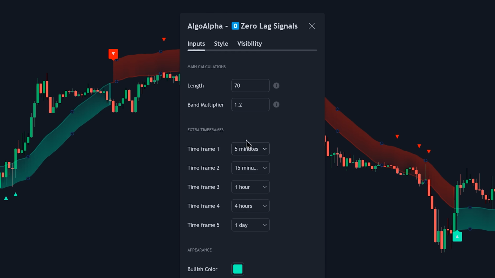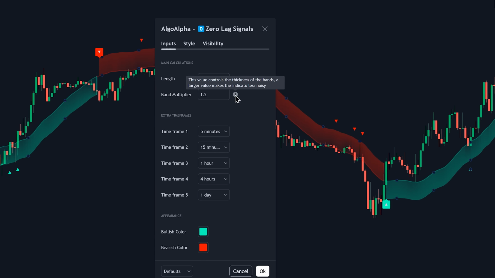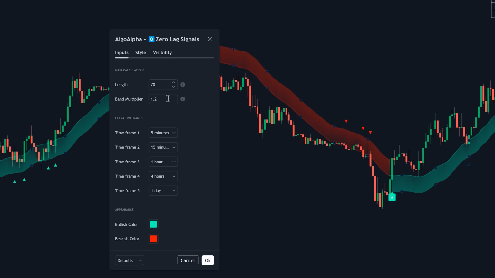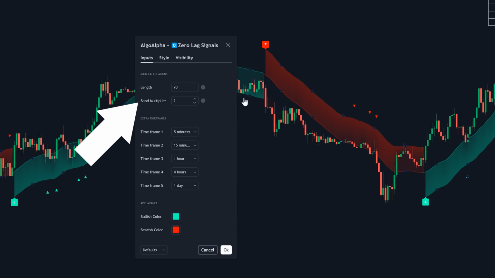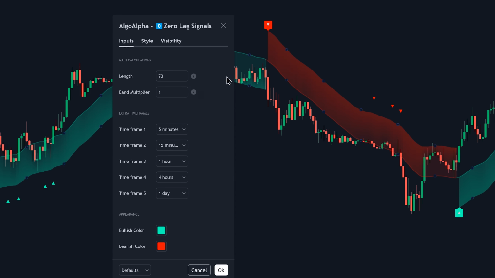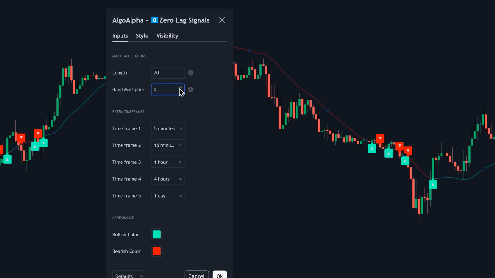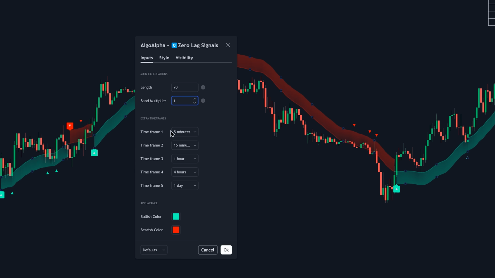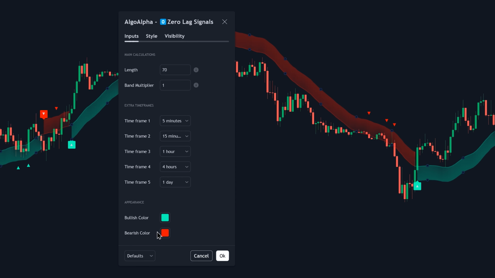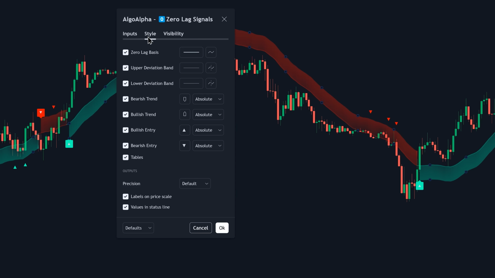You can also change the length of this indicator. You can also change the band multiplier, which is just the ATR factor for these green and red bands. If you want to reduce noise, you can make the bands a bit larger by increasing this number. But if you want to have more signals, maybe for scalping, you can reduce this number to make the bands narrower and narrower. And then down here, you can change the bullish and bearish colors to your preferences. The Style tab has several visual options that you can toggle on or off, but for the strategy I'm going to be showcasing in this video, I'm going to leave all the settings at the default values. After you've made your changes, click OK.